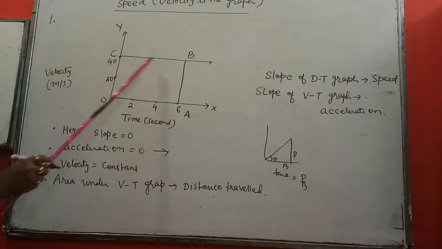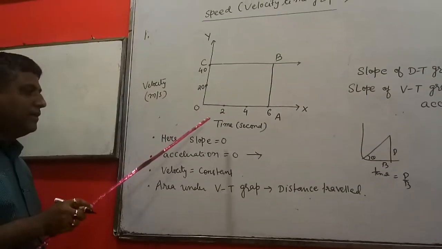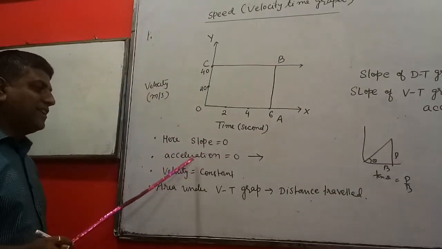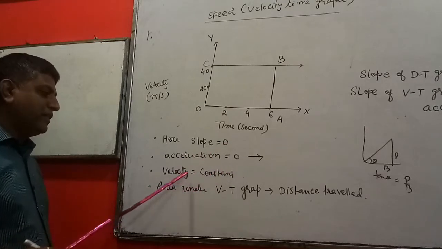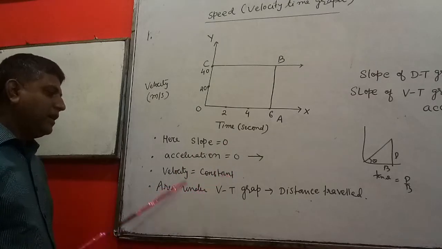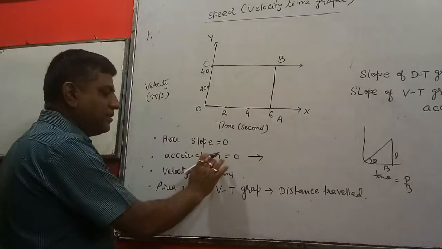This line is not something like this. Slope is 0. Acceleration is 0. Velocity is constant. Now you see, here acceleration is 0.